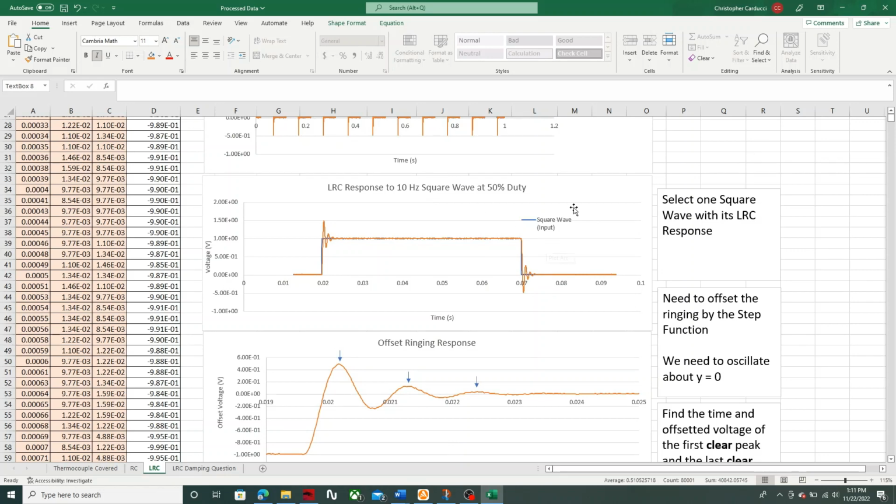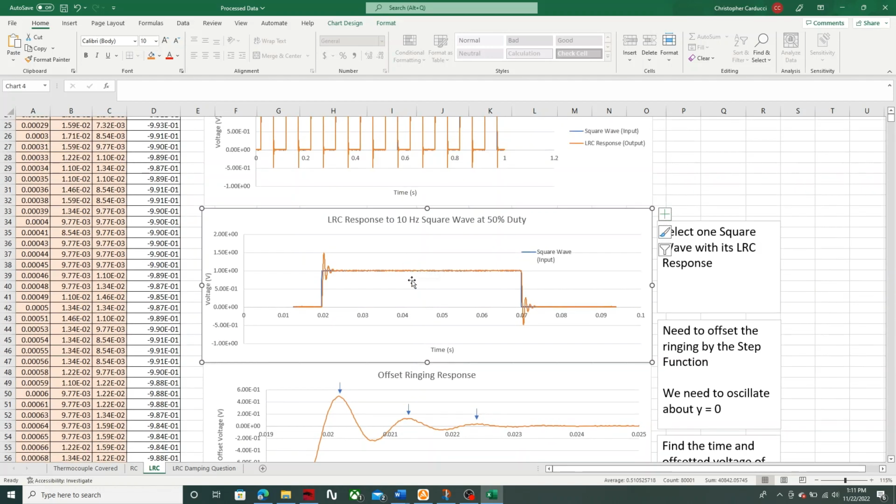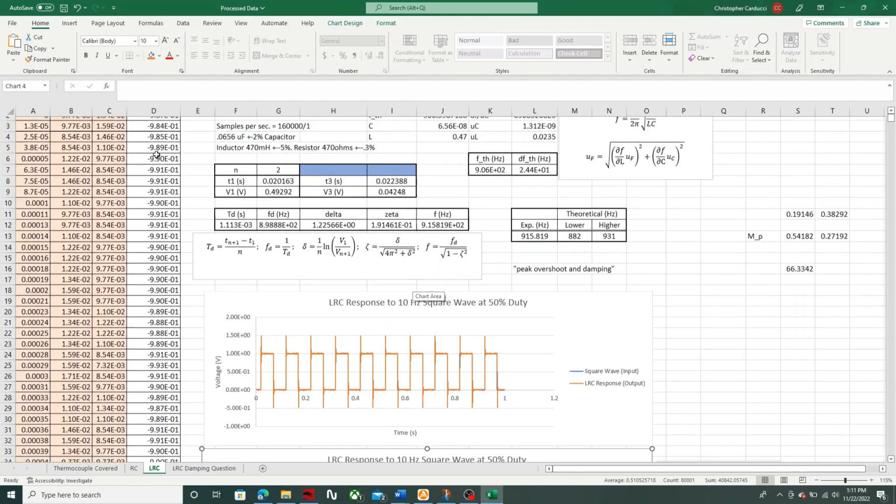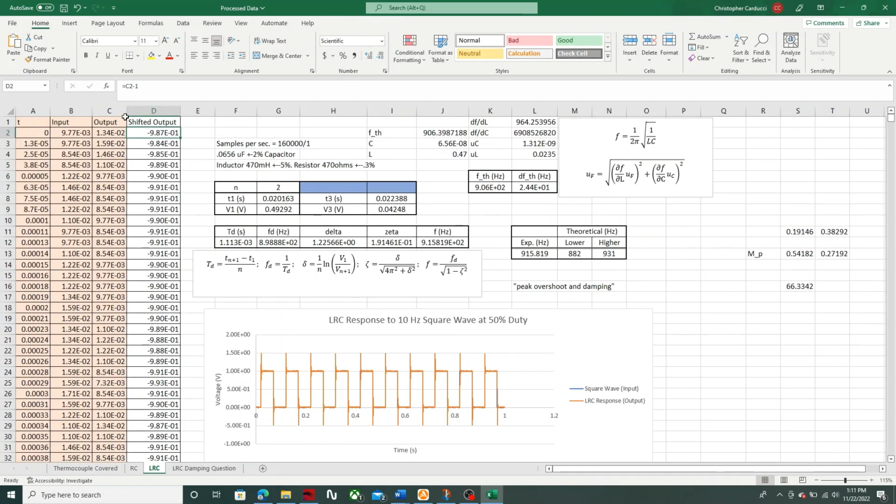What you do have to do, however, is this: that whole analysis for the damped oscillation is only valid when the oscillation oscillates about 0, or the x-axis. So what you're going to have to do is, here's my steady state value, so 1. In this case, you'll have noise, but you're going to create a column where you shift the output. So in this case, I just subtracted 1.